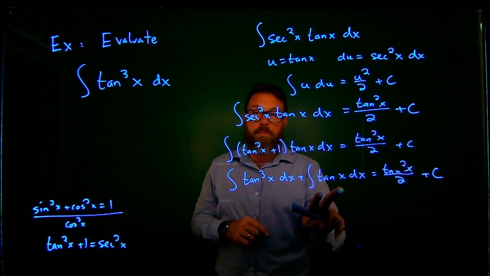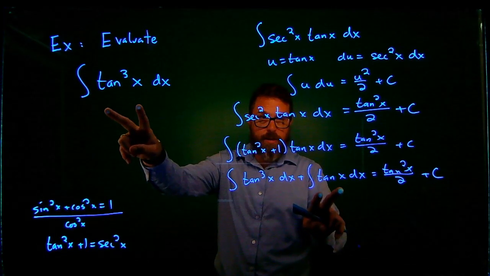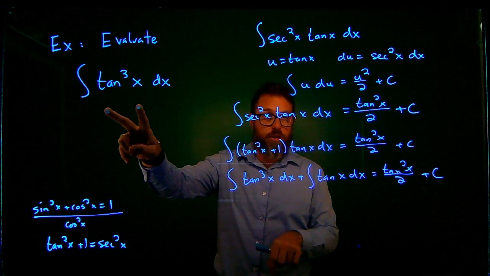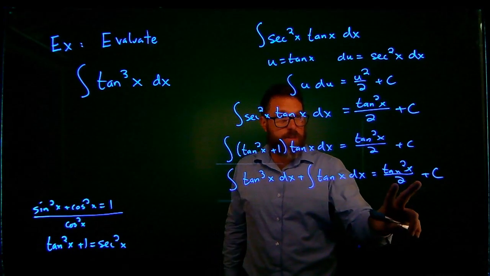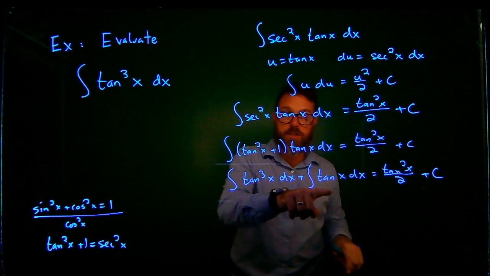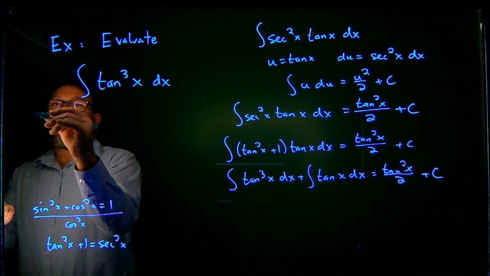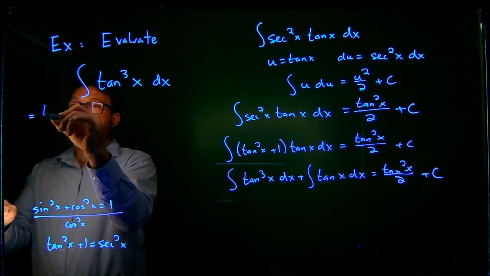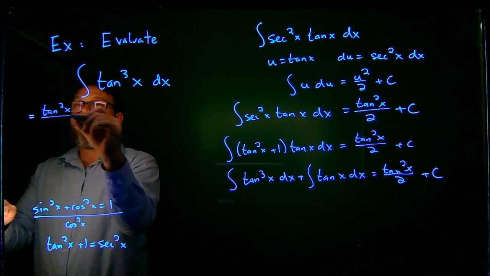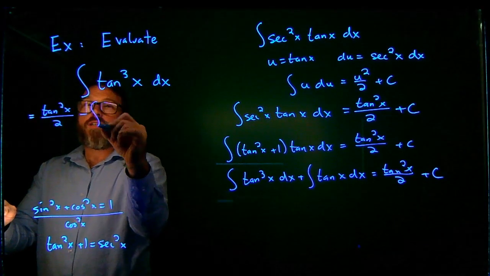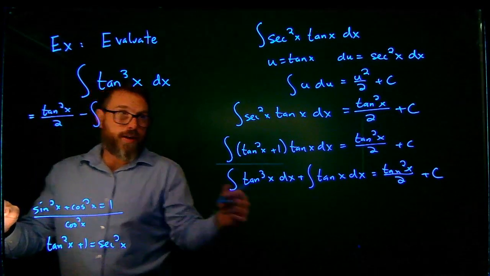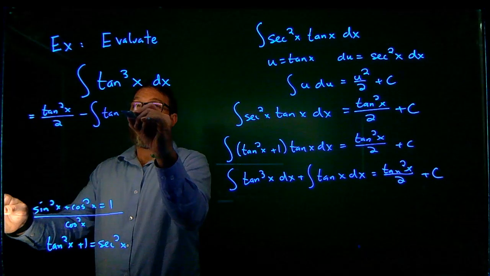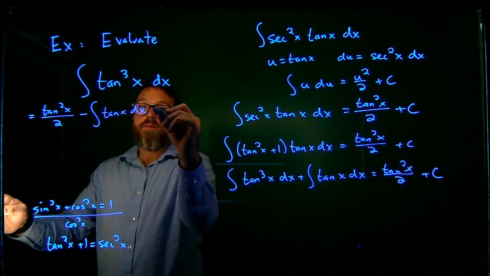So let's go back up to here and solve it for the integral of the tangent cubed of x. So this is going to be equal to the tangent squared of x over 2 minus this integral. So the integral of the tangent cubed of x is going to be equal to the tangent squared of x all over 2 minus the integral of the tangent of x dx plus c.